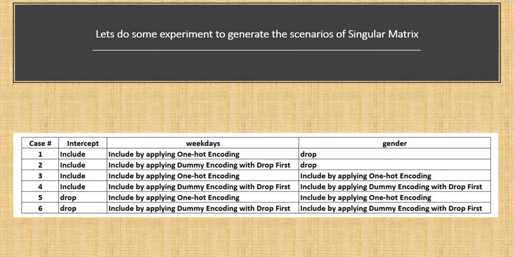We will follow our matrix simultaneously and execute these one by one. The first step says we will include the intercept column, include the weekdays column, drop the gender column, and consider the age when implementing the solution for linear regression.